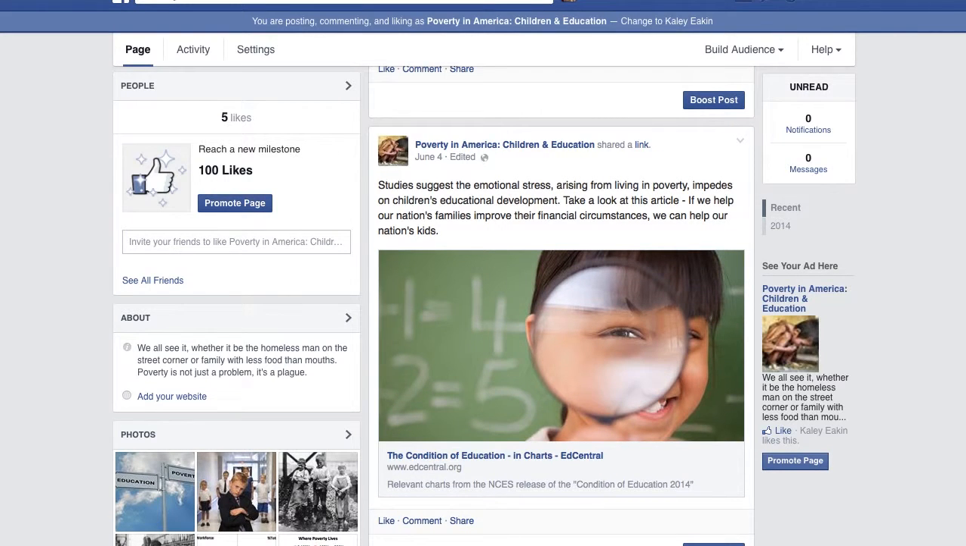This is a great article from Ed Central, revealing evidence that emotional stress arising from living in poverty impedes on children's educational development. Poverty and insufficient education really go hand in hand and contribute to the reoccurring cycle. Better, more effective education is needed to empower children and relieve them from the generational cycle that ensues from our country's poor family financial circumstances.